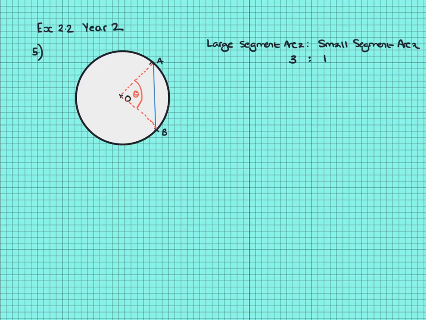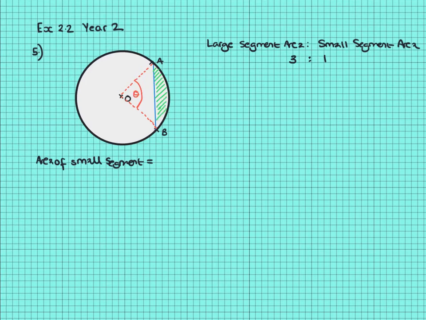So question 5, first of all, we know that the line AB, the chord AB, divides the circle into two segments, a large segment and a smaller segment, and the areas are in the ratio 3:1. So the first thing that I'm going to do is work out the area of the small segment. So if I shade that in green, it's this green area over here.